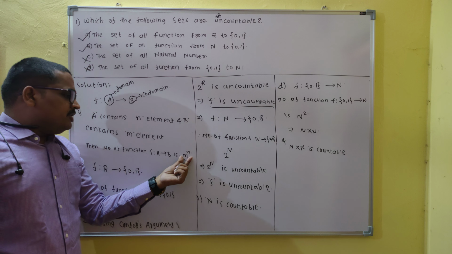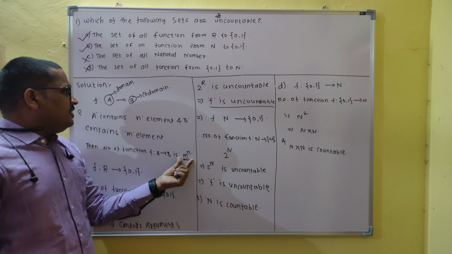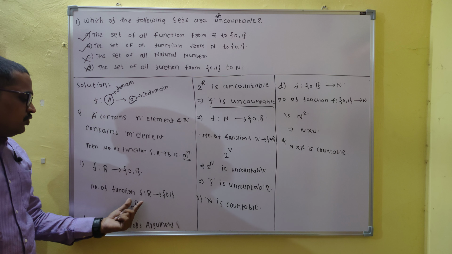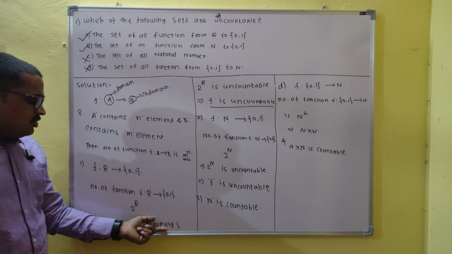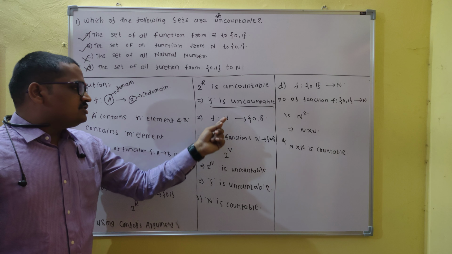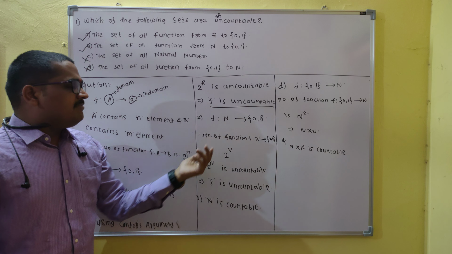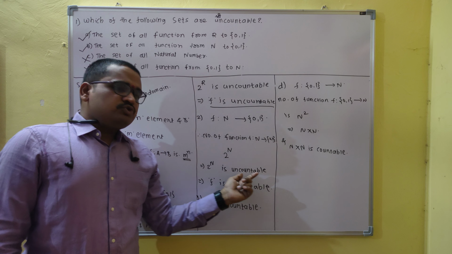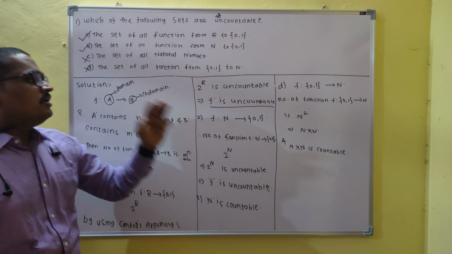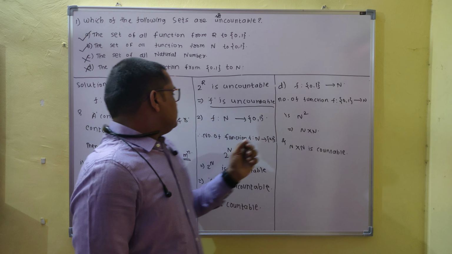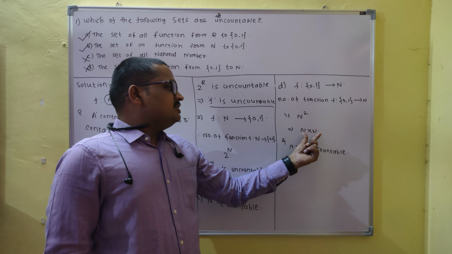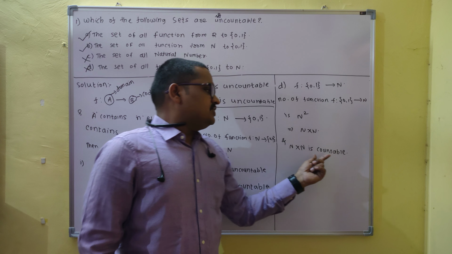That is, the cardinality of the codomain raised to the cardinality of the domain. By using this result, this will become 2 raised to R, and by using Cantor's argument, 2 raised to R is uncountable. That's why this option is correct. Similarly, this will become 2 raised to N, and by Cantor's argument it is uncountable. We know that the set of natural numbers is countable, so that option is wrong. And similarly, this will become N square, which is N cross N, and N cross N is countable.